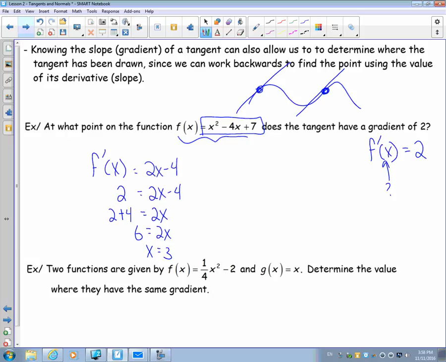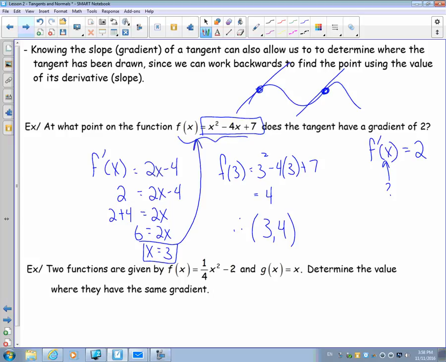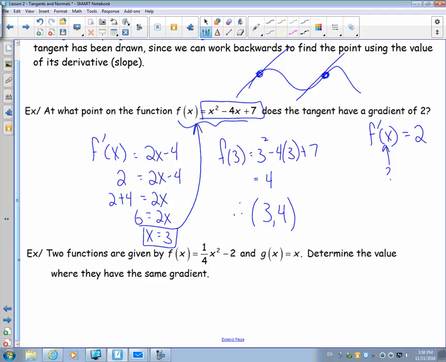So what's the point where this happens? Well, a point is made up of an x and a y, right? So I can find the point by plugging in 3 for x. So 3 squared, minus 4 times 3, plus 7. Notice I'm using the original function again because I want to find a point, not a slope. I was given the slope in this case. So we get 9 minus 12 plus 7 gives us a 4. So the point is 3, 4. That's where this equation has a slope of 2. And you guys can try the next one.